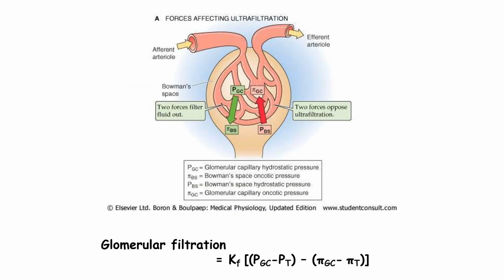Here in this picture we can see the forces or pressures which favor the filtration, and also the forces which oppose the filtration. In the previous slide we saw four pressures; the names are a little bit different here, as it is given differently in each book, so you can follow whatever book you are reading. The forces which favor the formation of filtrate are capillary hydrostatic pressure and the oncotic pressure of the capsule. The forces which oppose the ultrafiltration are capsular hydrostatic pressure and capillary oncotic pressure.